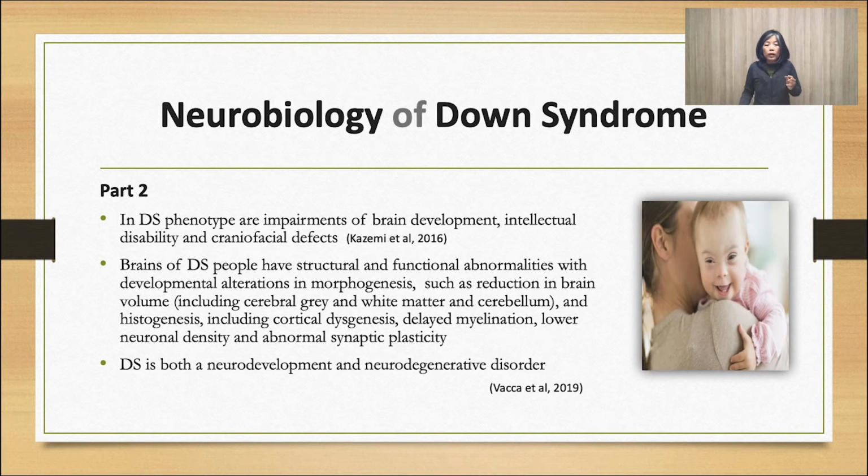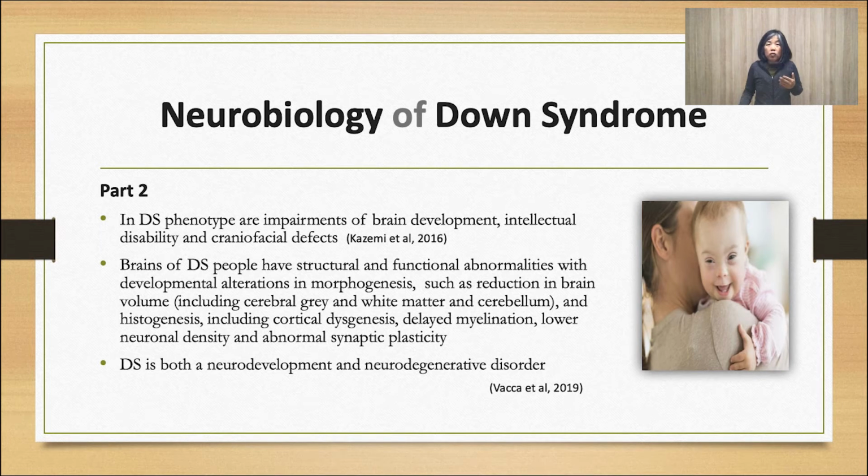Next I want to move on to the neurobiology of Down syndrome. The brains of DS people have structural and functional abnormalities with developmental alteration in morphogenesis, such as reduction in the brain volume, including the cerebral gray and white matter and cerebellum. And then there's delayed myelination, lower neuronal density, and abnormal synaptic plasticity.